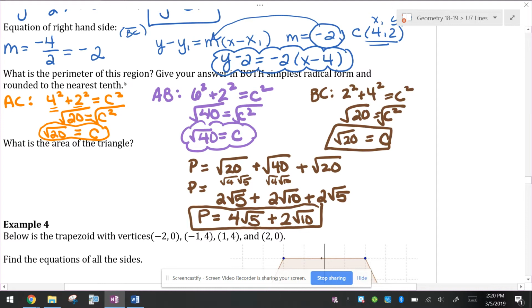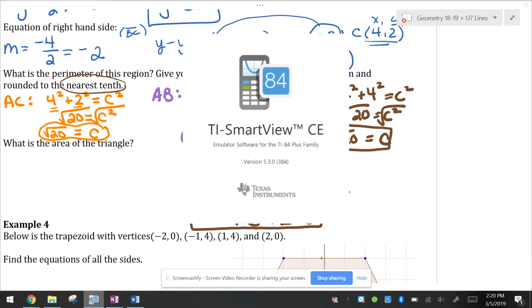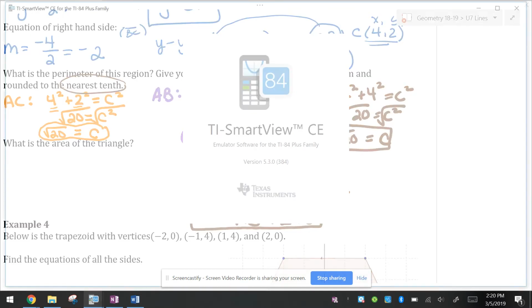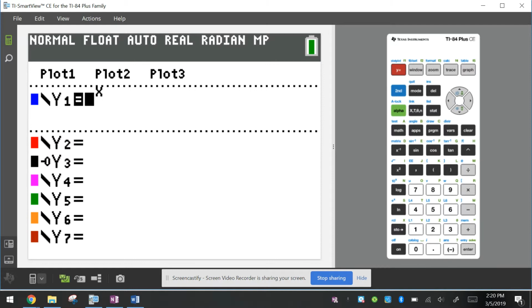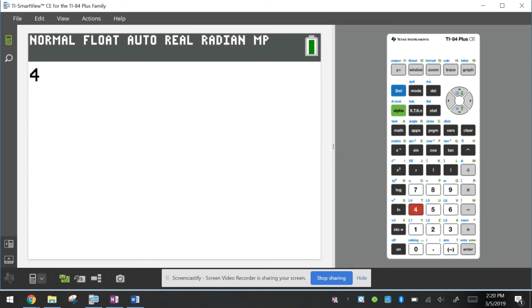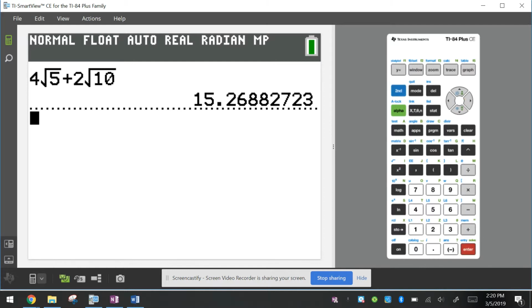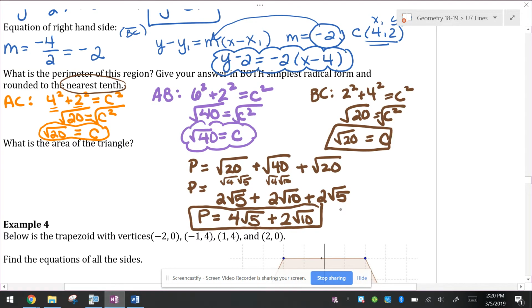And then it said also rounded to the nearest tenth, so we would just pull out a calculator and then type in 4 root 5 plus 2 root 10. You know, eventually. Come on, there we go, yay! Not y equals, stupid fingers. 4 root 5 plus 2 root 10 is 15.268. 15.268 would be 15.3 if I round to the nearest tenth.